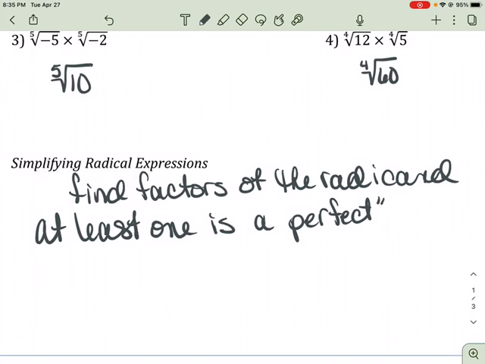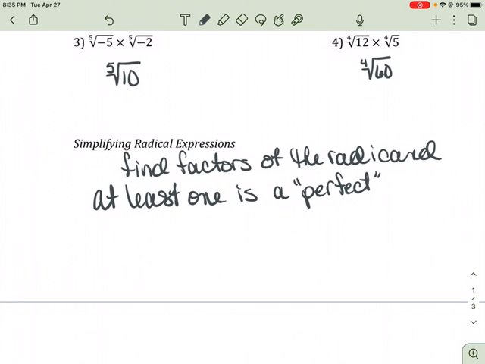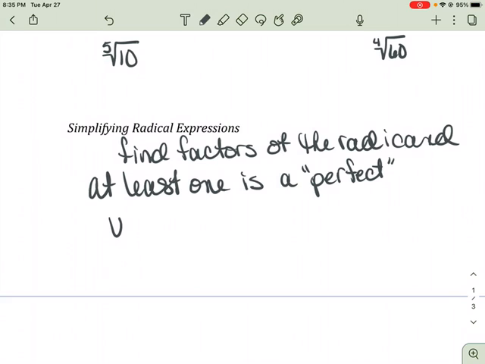Now, what do I mean by perfect? If you're doing a square root, I want a perfect square. If I want a cube root, I'm going to look for a perfect cube. Now the trouble is, how do we find the perfect squares and the perfect cubes that are factors of the number underneath? And that's what we're going to work on. Now, what I do is I use a factor tree to find perfects.